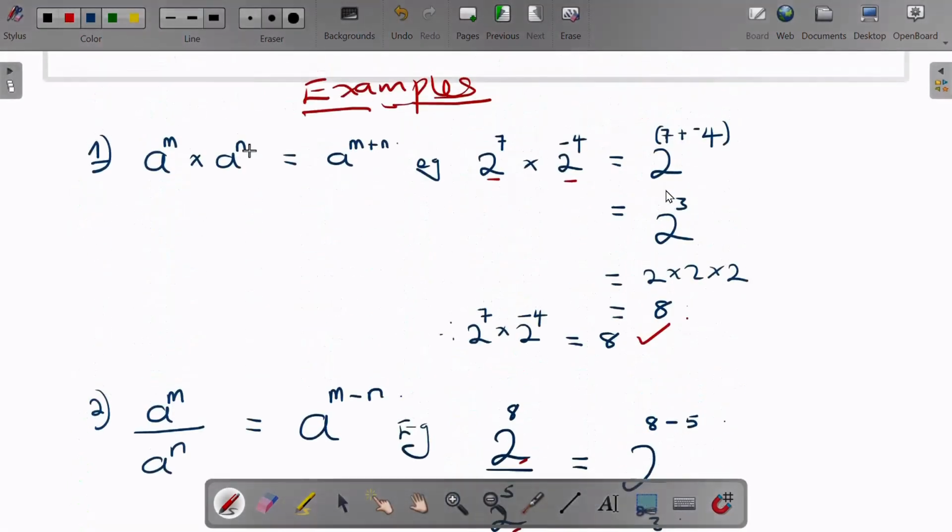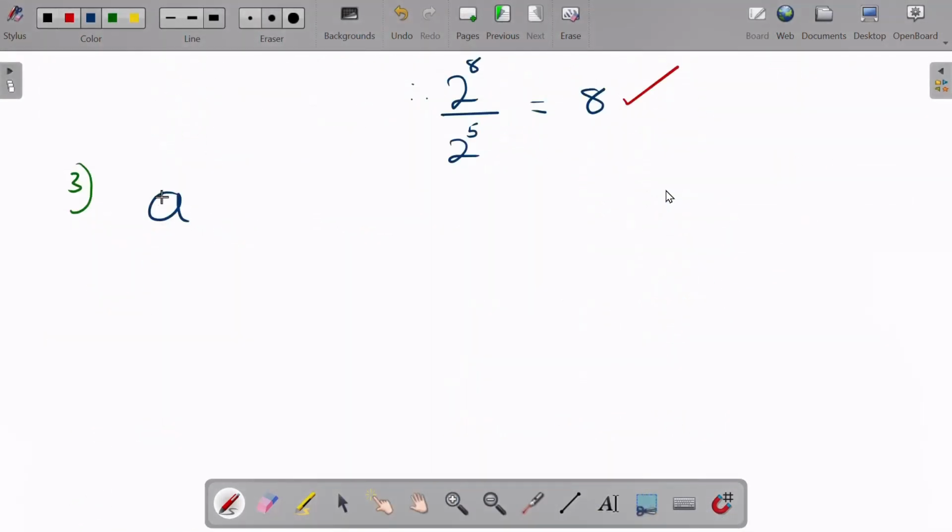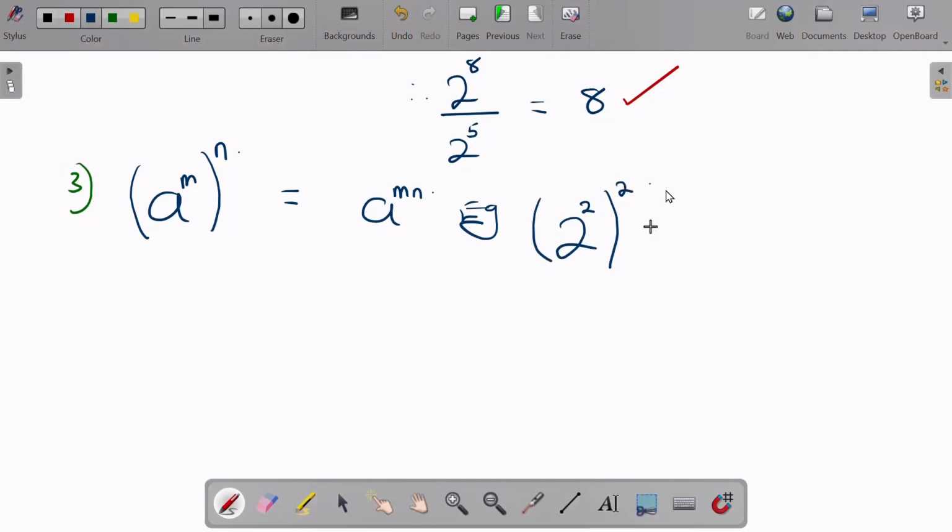We can have number 3. Rule number 3, how does it state? We have a as the base raised to power m, all raised to power n. The rule says that this is the same as having a as the base to the power m multiplied by n. For example, if I have 2 power 2, then brackets power 2, this is the same as having 2 as the base, and then you write this power, which is 2, multiplied by this another power, which is 2.